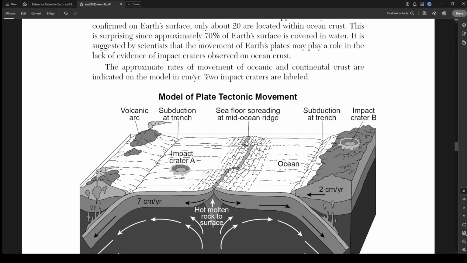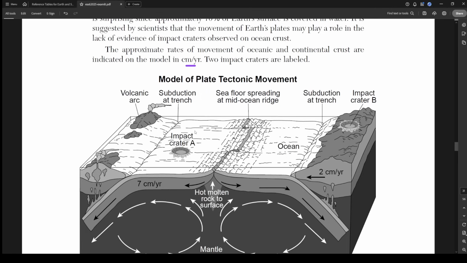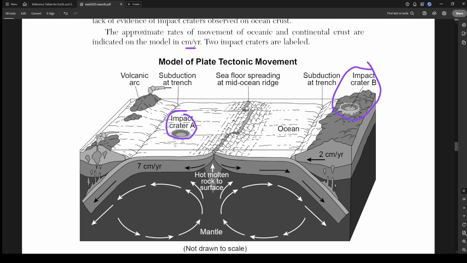We got the approximate rates of movement indicated in centimeters per year. And we got 2 impact craters labeled. So there's one, and here's another one. This one's in the ocean, and this one's on the continent. You could see this has a 2 centimeter per year rate of movement, and this is 7 centimeters per year. So essentially, they're saying this crater, since it's connected to this plate here, is moving this way, and it could get subducted. It's getting subducted at a faster rate than this would be destroyed.